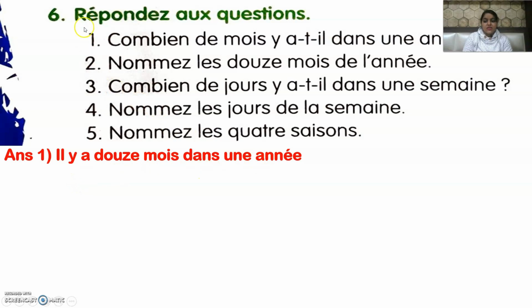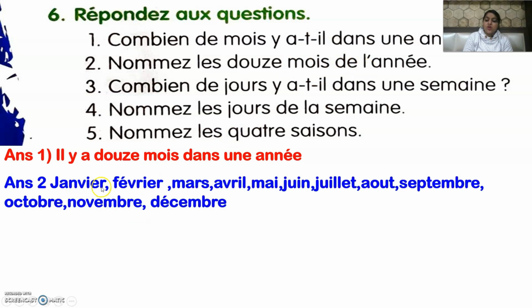Let's move to the second question. The second question says, nommez les 12 mois de l'année. That means name the 12 months of the year. So you will write down the answer: janvier, février, mars, avril, mai, juin, juillet, août, septembre, octobre, novembre and décembre. There has to be a circumflex over the u in août. Make sure you put that.